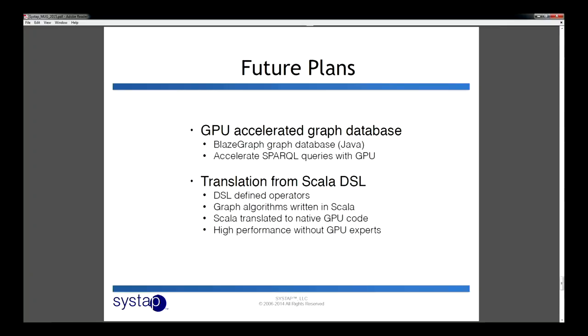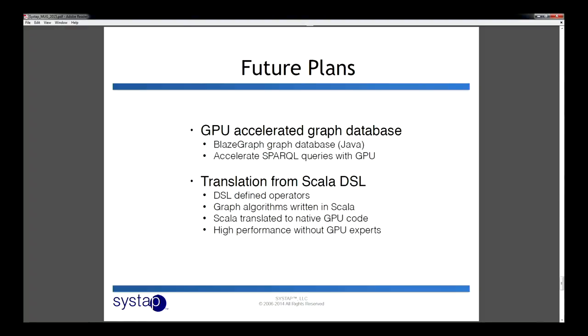Anyway, our future plans at Systap: we've been focusing on developing a GPU accelerated graph database. So we're taking the work that's gone into MapGraph and the cluster DFS implementation we've done, and we're working on using those techniques to accelerate SPARQL queries on the GPU to be integrated with our Java-based Blazegraph database platform.